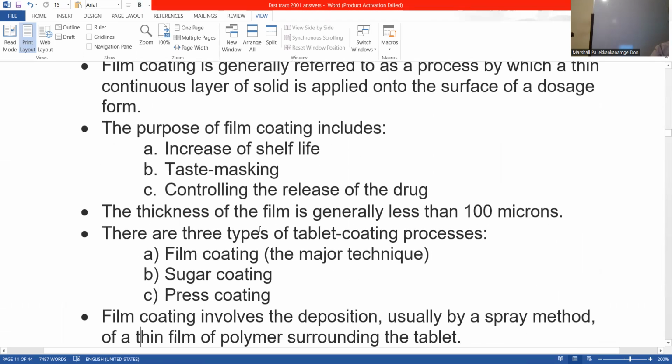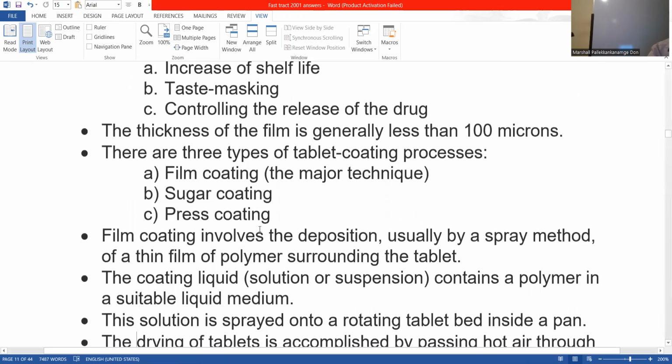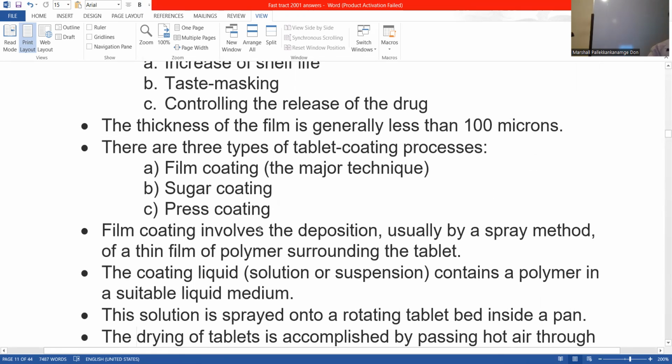This is how film coating is done. The purpose is to increase shelf life, mask the taste, and control the release of the tablet. You have to write this down in SEQ papers. The thickness is less than 100 microns when it is film coated tablets. Sugar coated tablets are thicker than that. Types of coating: film coating, sugar coating, and press coating.